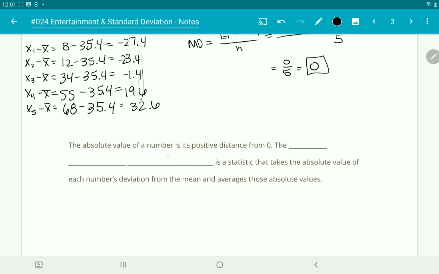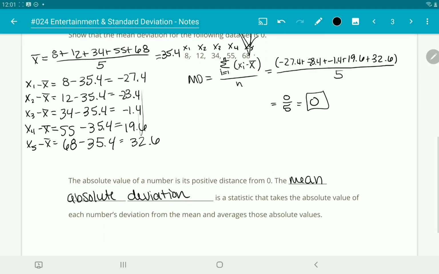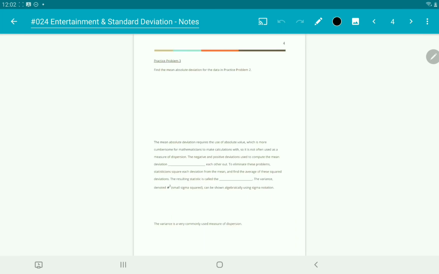So the absolute value of a number is its positive distance from 0. The mean absolute deviation is a statistic that takes the absolute value of each number's deviation. So we're going to do it just like we did this time, except instead of having these negatives, we're going to make them all positive so that we don't end up getting 0 every time. They don't cancel each other out.